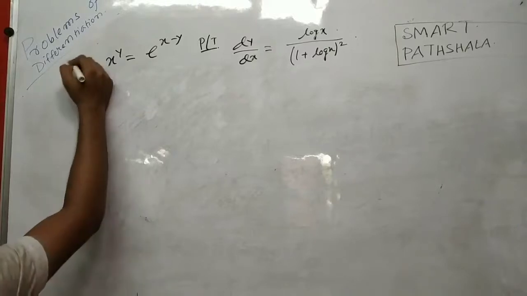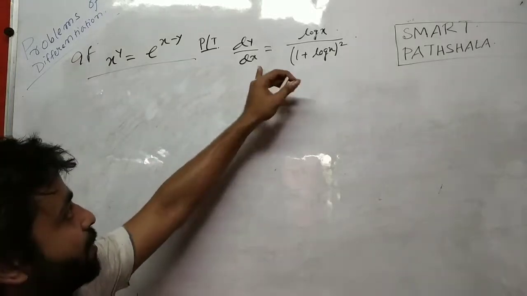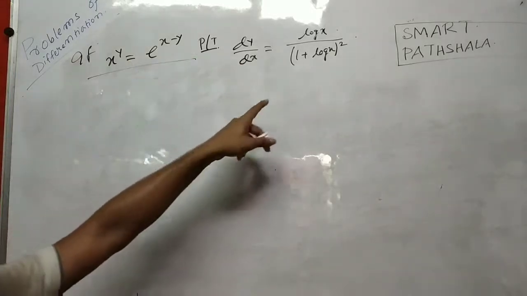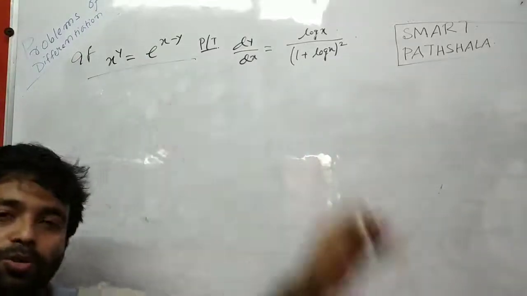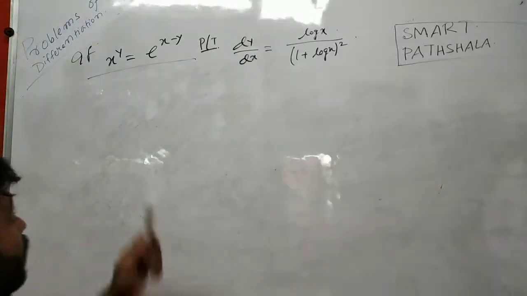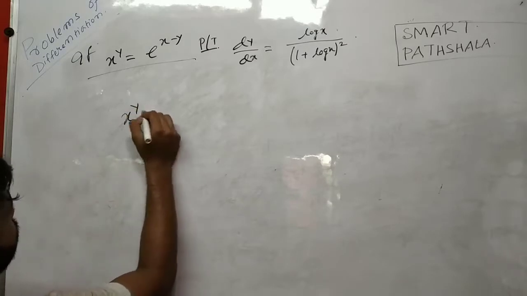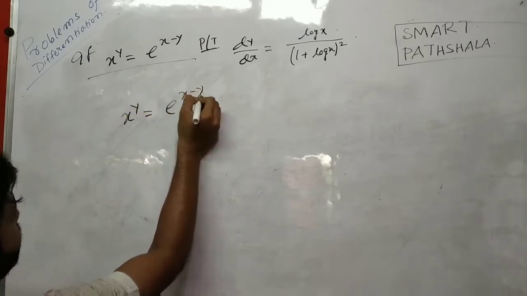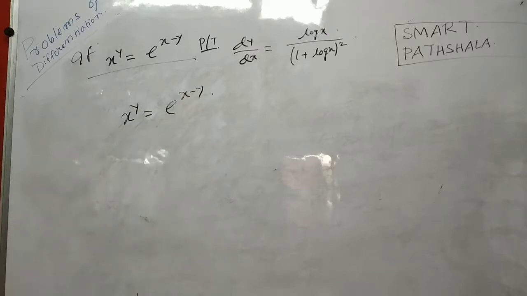Okay, in this problem, the given condition is this one, and what you need to prove is this. Differentiate y with respect to x. You will have this term. See, this RHS term does not contain any term that is of y. So we need to convert this implicit function, x to the power y equals e to the power x minus y, into an explicit function.